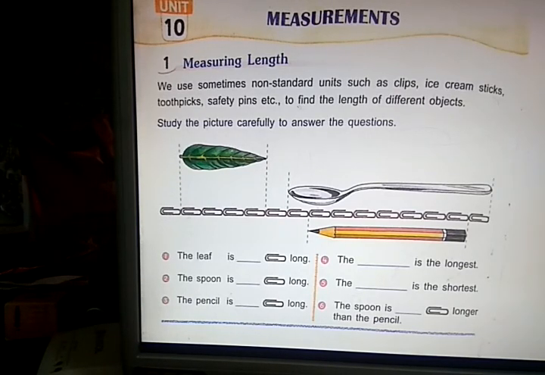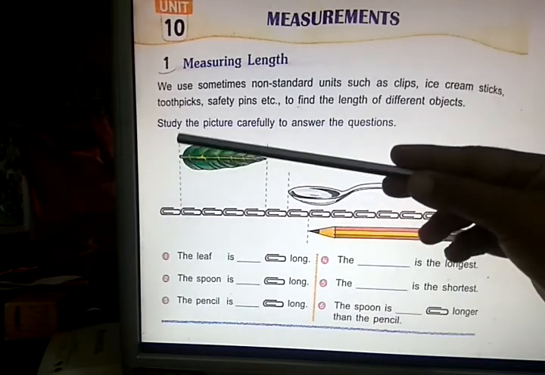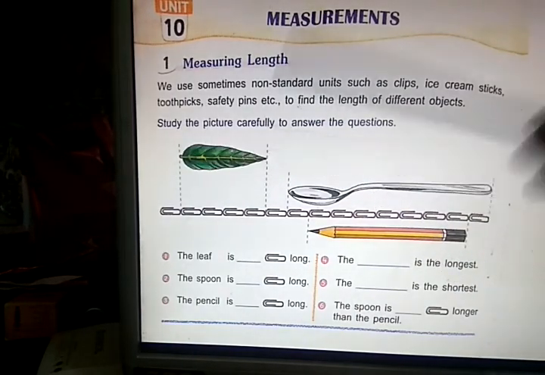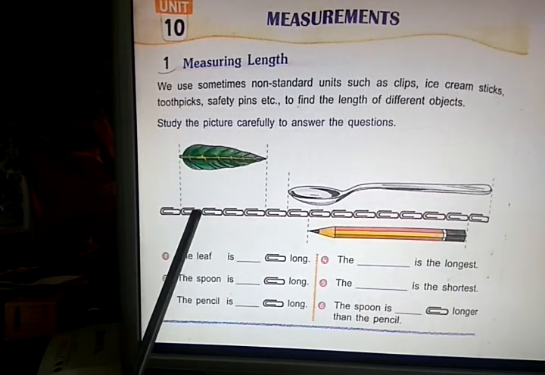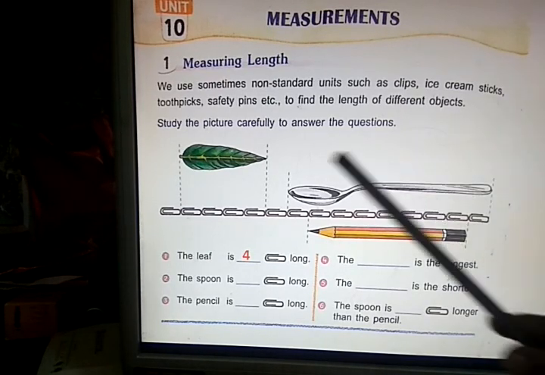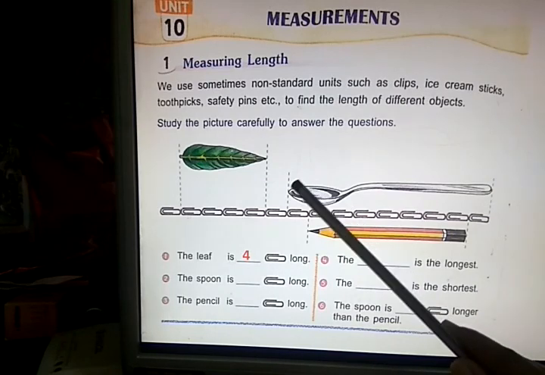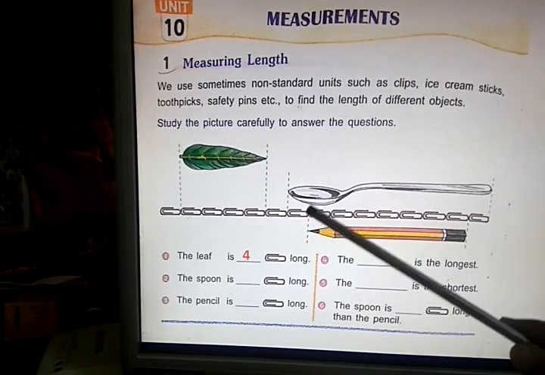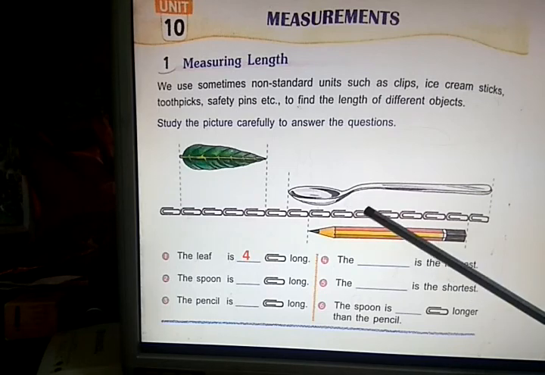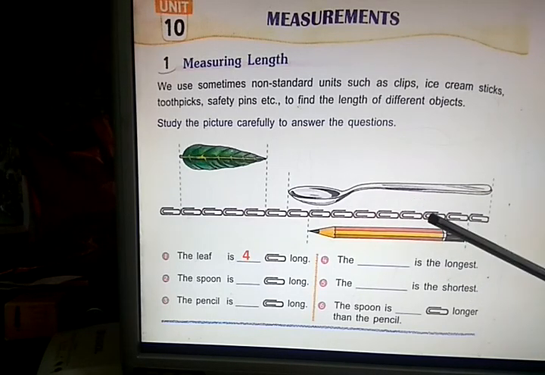Okay. First one, leaf. From this edge to this edge, count 1, 2, 3, 4. There are how many U-pins? 4 U-pins. So write the leaf is 4 U-pins long. Now for the spoon, from this edge to this edge: 1, 2, 3, 4, 5, 6, 7, 8, 9. 9 U-pins. So the spoon is 9 U-pins long.